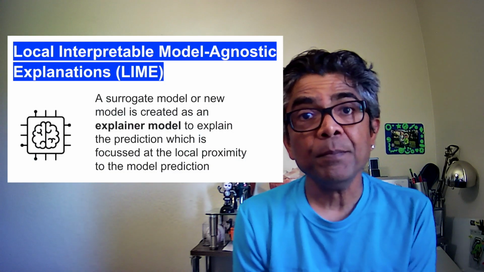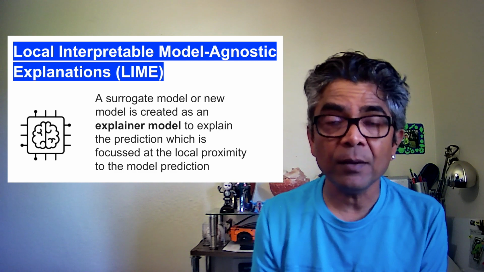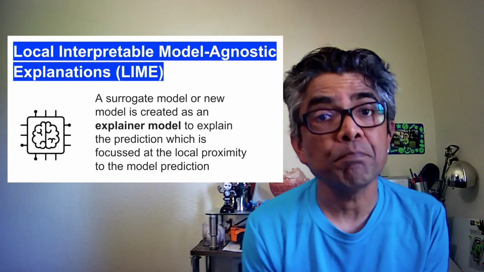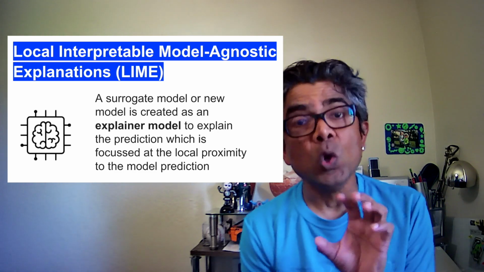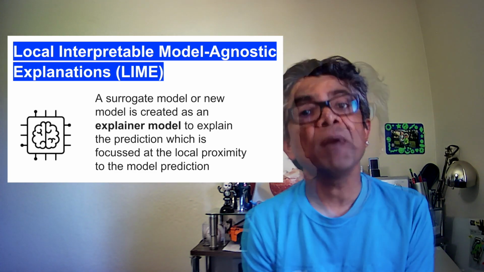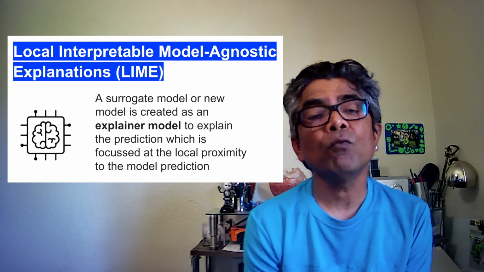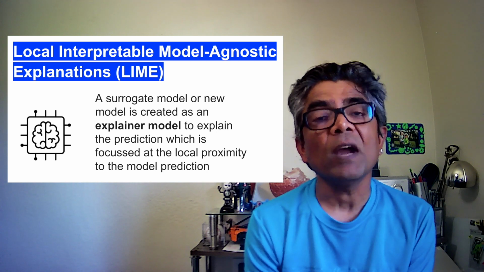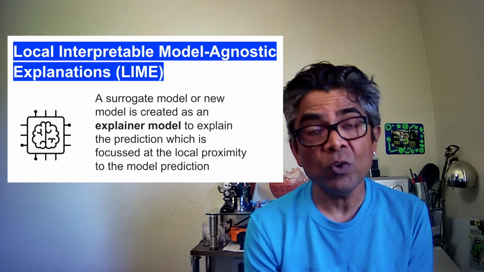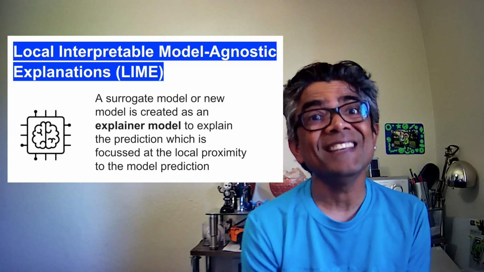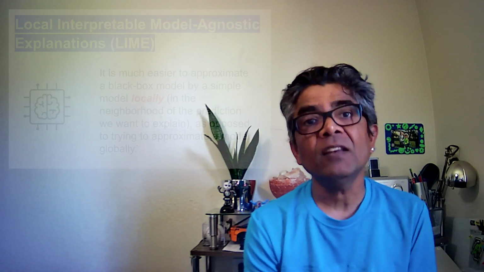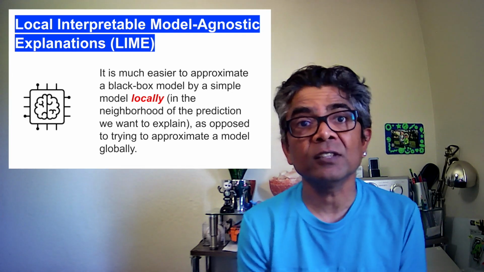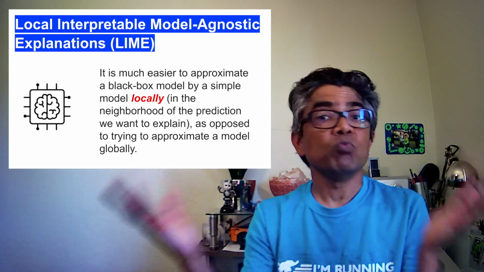So with LIME, a surrogate model is created, based on a certain type of regressor, to generate the predictions based on the local proximity of the model predictions. And the reason we are using a local or surrogate model to explain the predictions is that it is simpler to explain the result locally rather than explaining them globally.